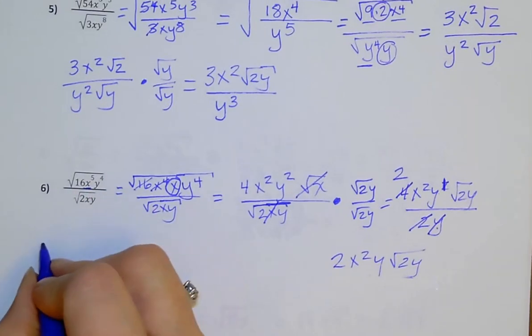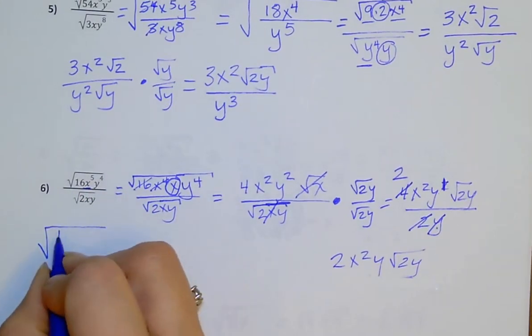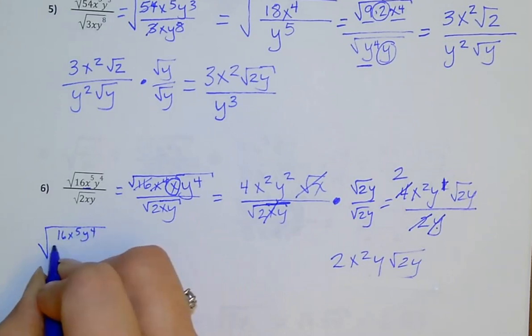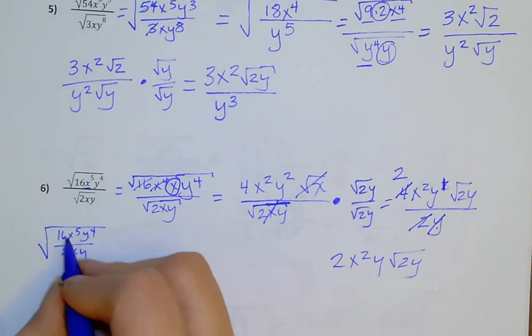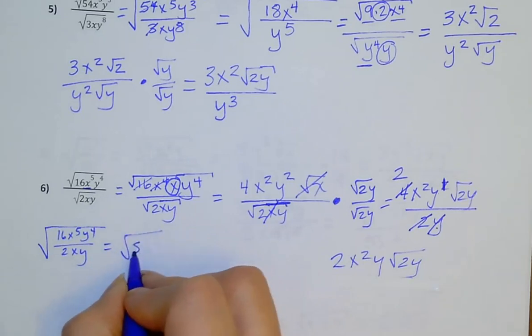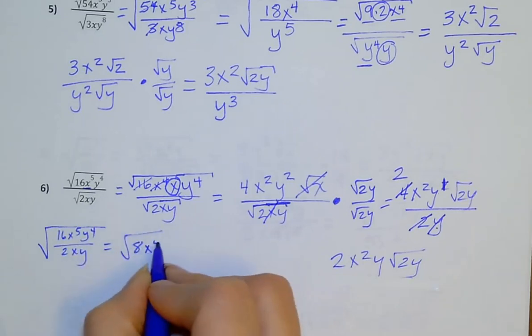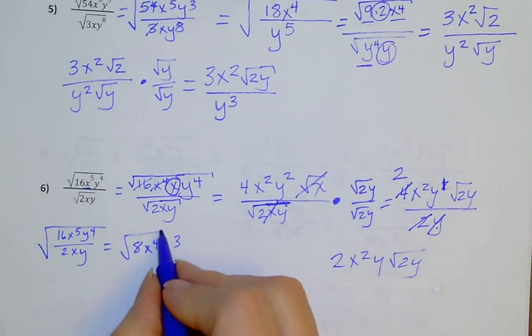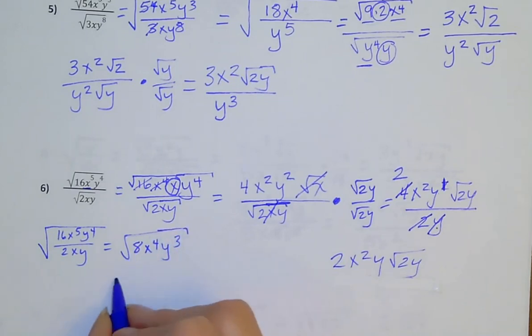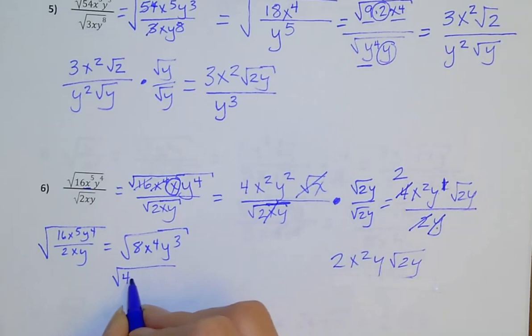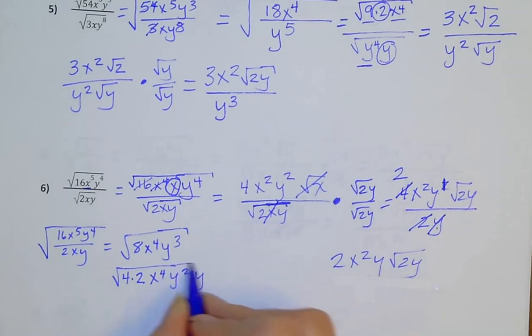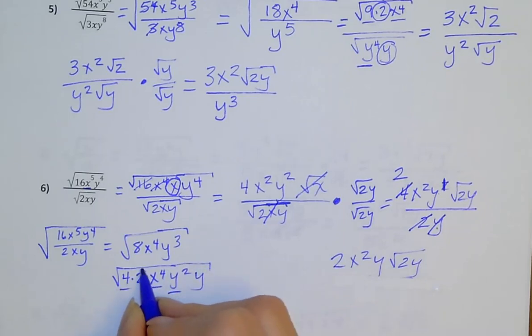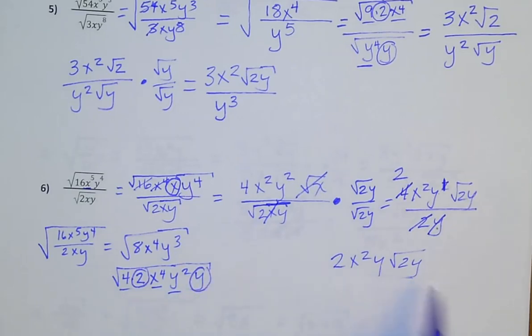Okay, I also could have done this by saying square root of 16x to the 5th, y to the 4th, all over 2xy. And here I would get square root of 8, x to the 5 over x is x to the 4, y to the 4 over y is y cubed. And so if I rewrite that to have perfect squares, I would have square root of 4 times 2 times x to the 4th times y squared times y. So I have perfect squares to take out, and then I have 2 and y to leave in. And that's going to give me that exact same answer over here.